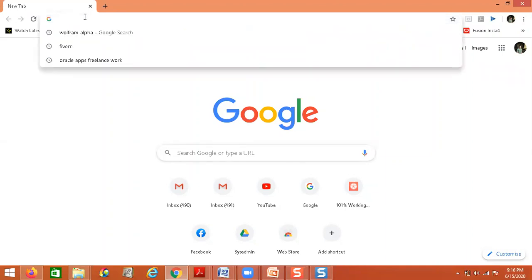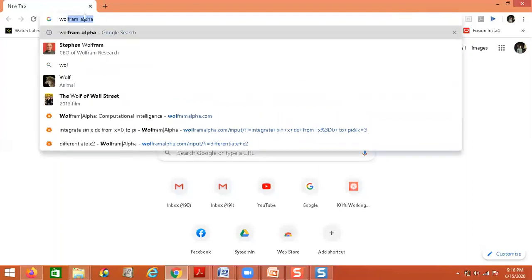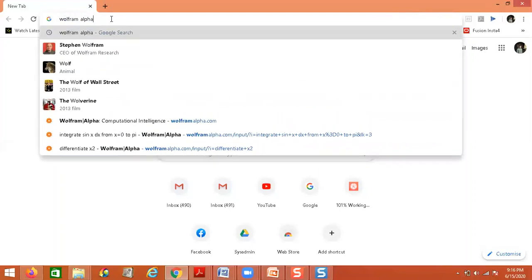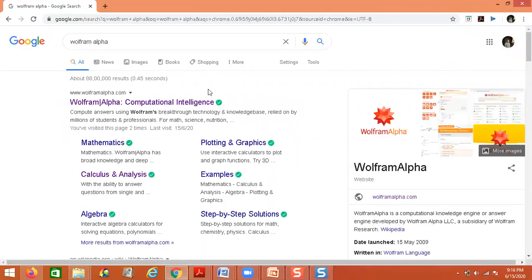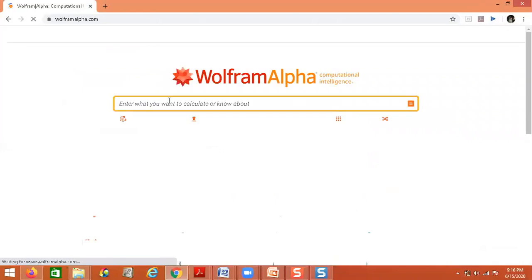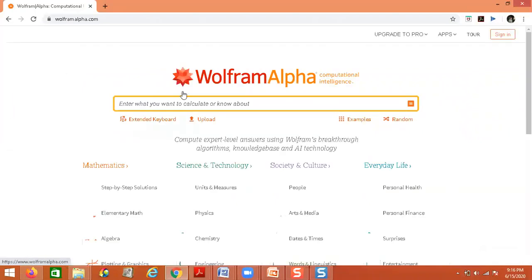So just open any browser, just type in Wolfram Alpha. So this is the spelling. Just click on this one and it will give you Wolfram Alpha, which is a computational intelligence. Just click on this one. So this will take you to their homepage.